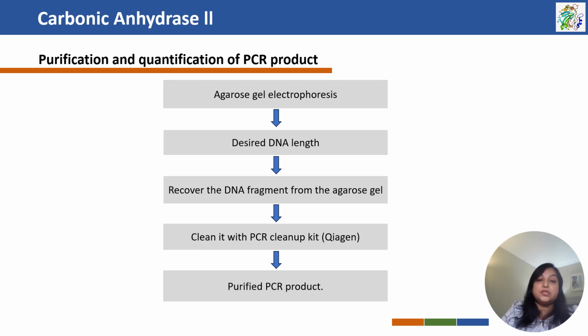Then I did ligation. But before ligating the DNA to the vector, I needed to purify my PCR product because sometimes non-specific amplification products are observed. For this purpose, I used agarose gel electrophoresis to get the desired length of my DNA of interest. Then I recovered it from the agarose gel. I cleaned it with a PCR cleanup kit.